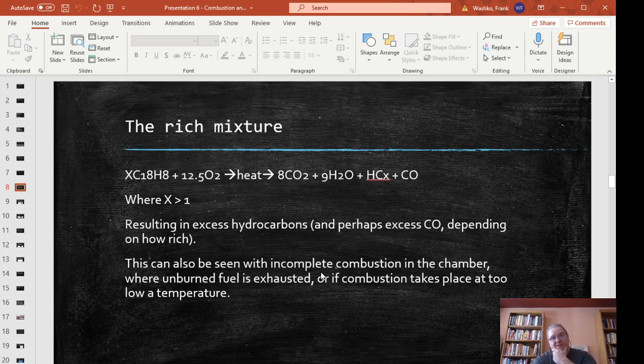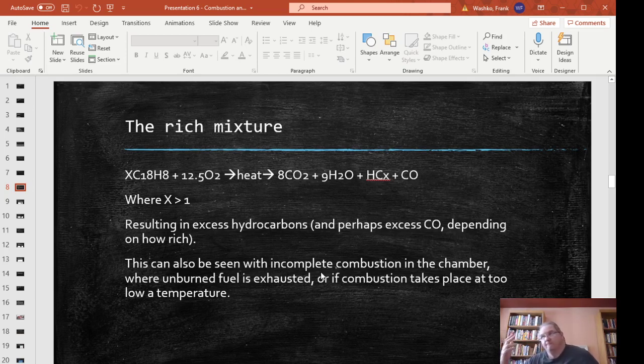You put in heat, and what you'd get on the other side are the CO2 and the water, but you would also have extra HCs left over, and extra COs left over. If you do the little balancing here, you would see that the extra C18H8 has to go somewhere. Some of the carbon would combine with the oxygen, creating carbon monoxide, and some of it would not combine with anything, and you just have some hydrocarbons left over. So you have excess hydrocarbons, which is a problem.